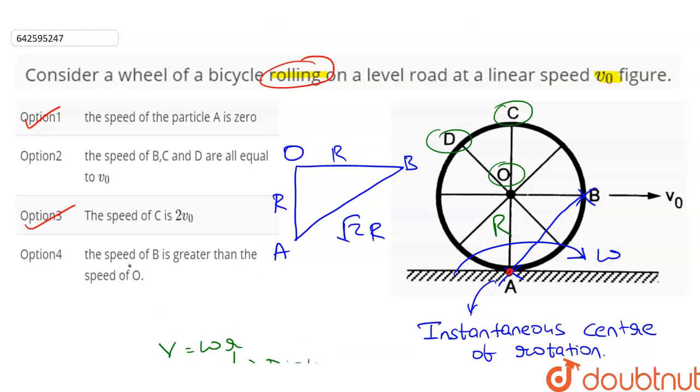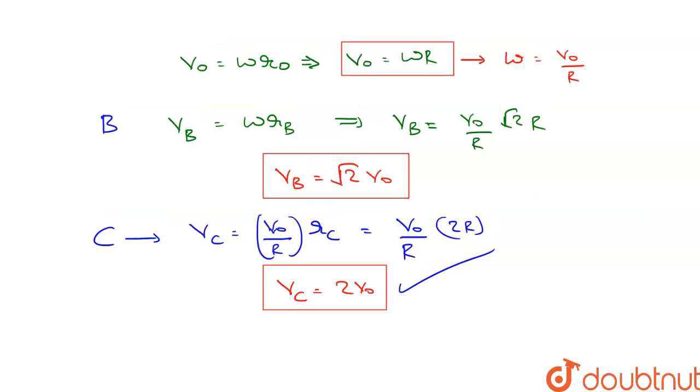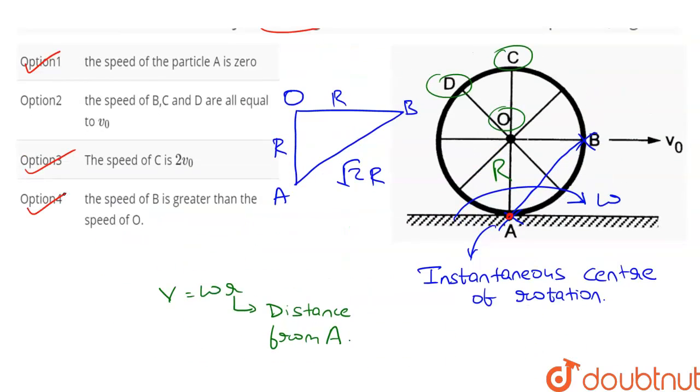The option 4 says the speed of B is greater than the speed of O, which is also true because VB is equal to root 2 V0, which is greater than V0. Therefore option 4 is also correct.